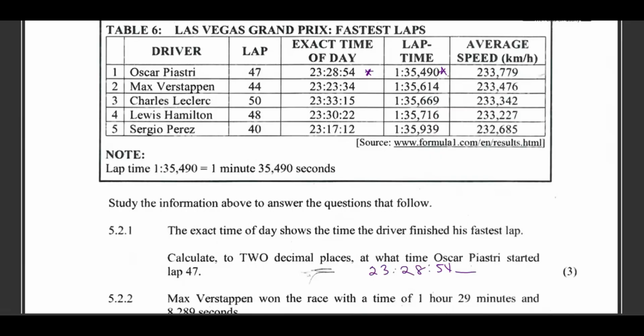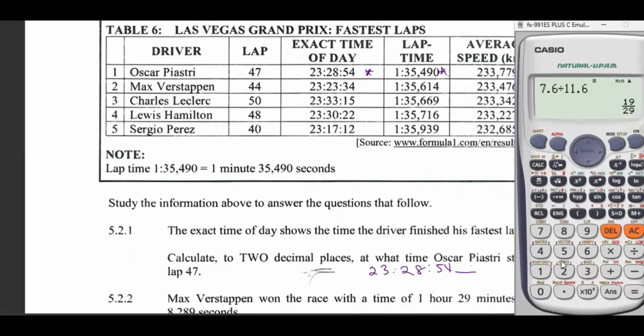We're going to do that and we shall say 23, 28, 54 minus 1, 35, 35,490.